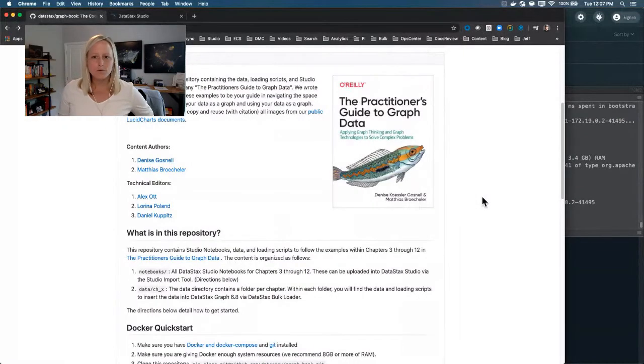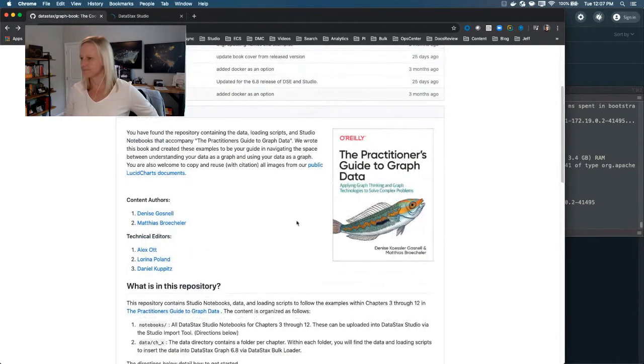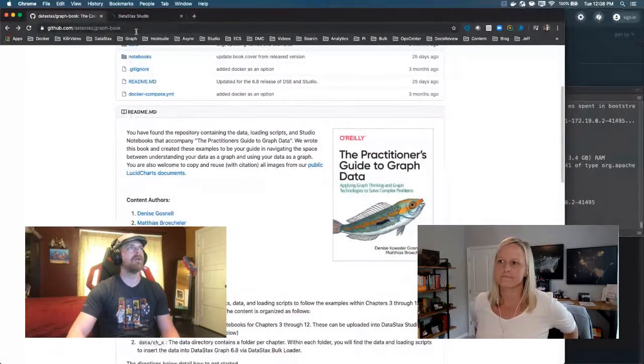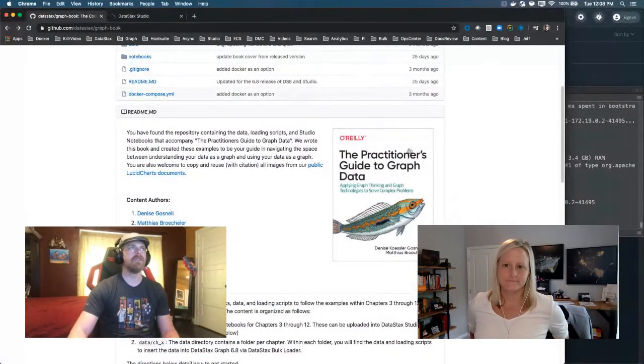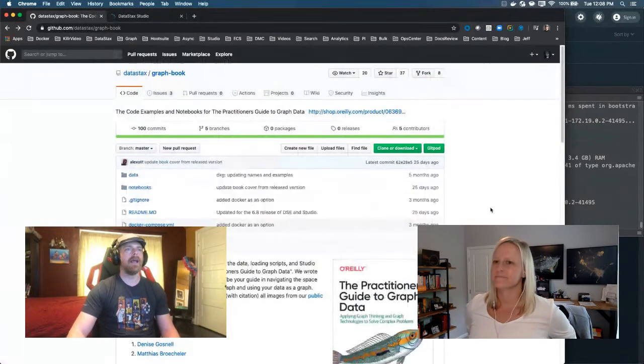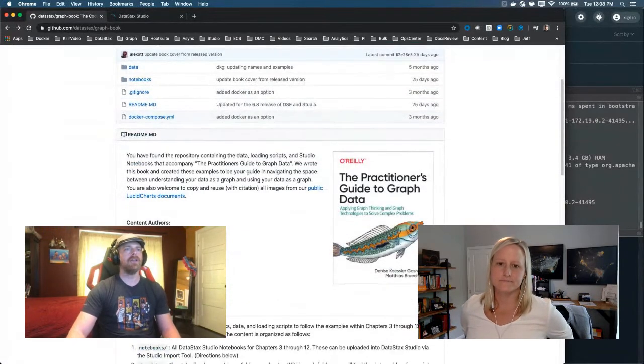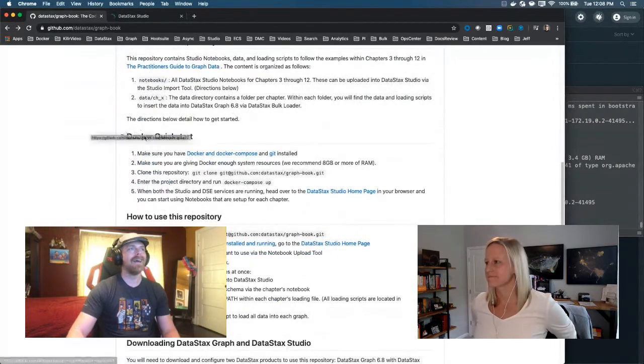So David, I think where we want to start is back in the notebook where we left off last time. Okay. And for those of you who are just tuning in, all the material, everything we're going to be doing, is based off of the GraphBook repository in GitHub. If you go to github.com/datastax/graph-book, you'll find instructions on how to get started with Docker.